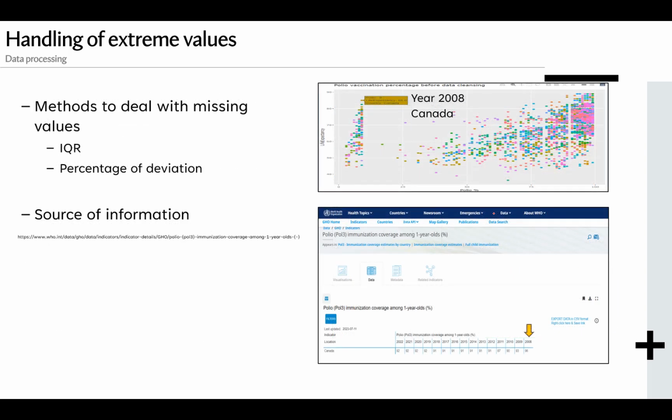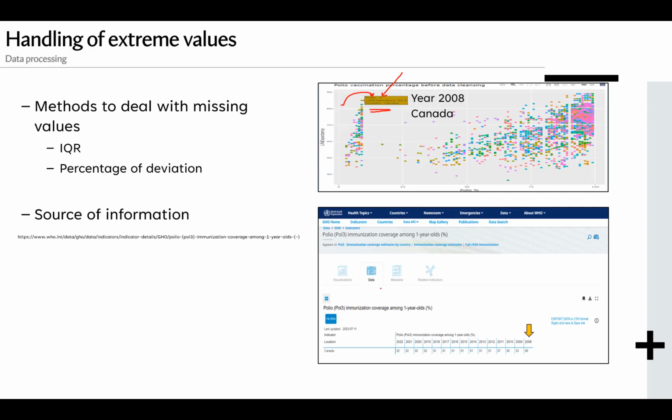Handling of extreme values. Another important factor that we realized is that there were many extreme values for some predictors in some countries. For example, Canada. In terms of Canada, we have an observation of 9% vaccination in terms of polio. We know that Canada is a developed country, so this is very strange, this is very weird. I mean, this is very low.